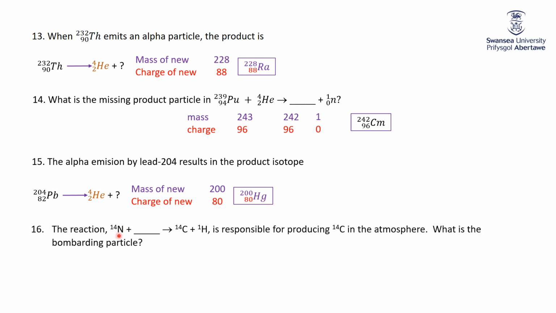And from the other direction, what's a missing reactant? Well, again, let's put in the appropriate charges. Nitrogen is 7, carbon is 6, and hydrogen is 1. Mass 14 and 7 currently on the left, 15 and 7 on the right, so we need an extra mass here, so thus this is a neutron.